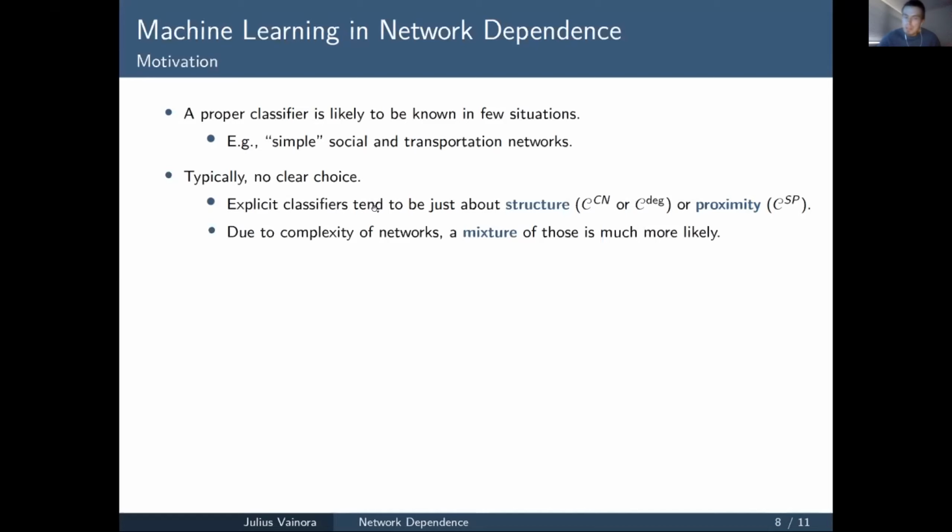And explicit classifiers like those 3 examples tend to be just about the structure of the graph: how many neighbors I have and you have, whether we have the same neighbors, comparing the number of our neighbors, or proximity between us. While in real world networks, because of their complexity, we may actually care about a mixture of this, and we may prefer something that relates to black boxes. So then the goal would be to develop a class of data-driven classifiers that possibly gives us this mixture.